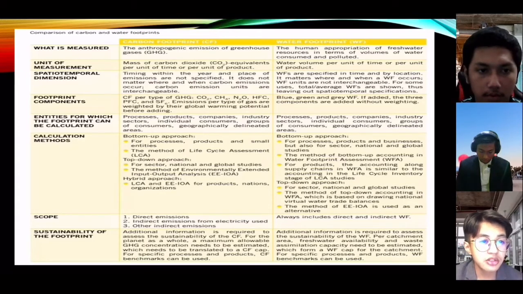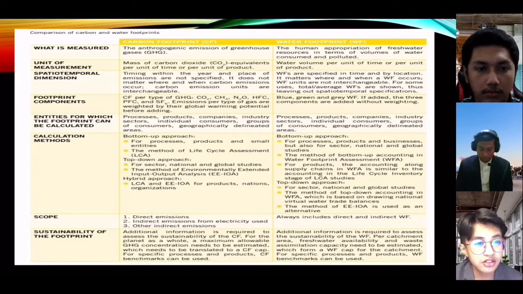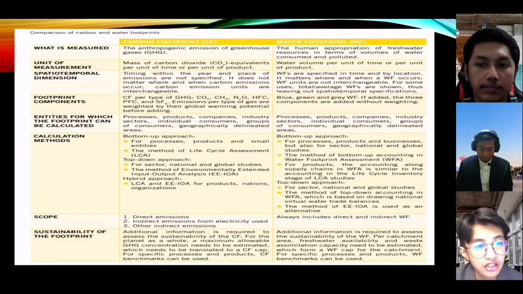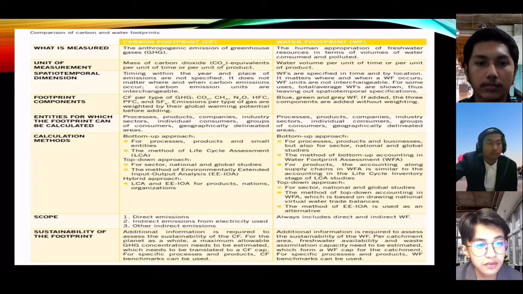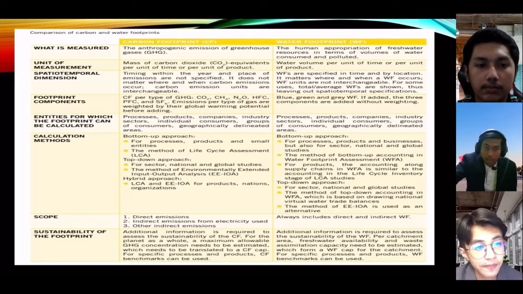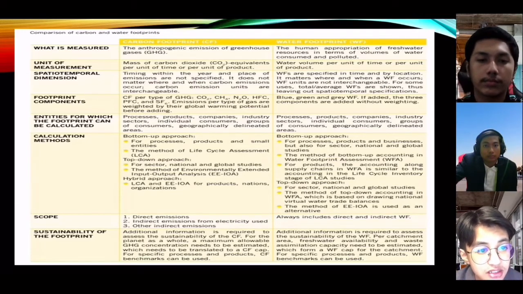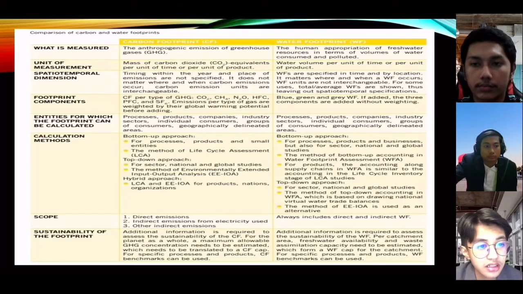Water footprint, bottom-up approach for processes, products, and business, but also for sector, national, and global studies. The method of bottom-up accounting in water footprint assessment. For product, the accounting along supply chains in water footprint is similar to the accounting in the life cycle inventory stage of LCA studies. Top-down approach for sector, national, and global studies. The method of top-down accounting in water footprint, which is based on drawing national virtual water trade balance. The method of EEIOA is used as an alternative.